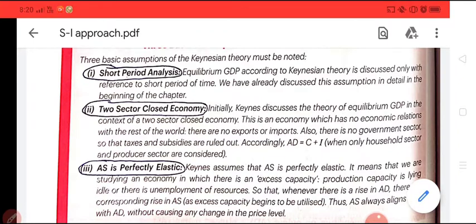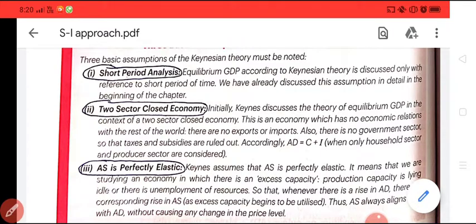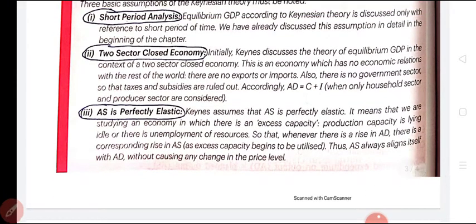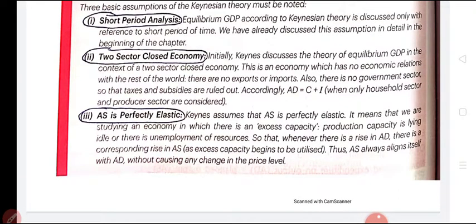Second assumption is that this is a two sector closed economy where we have only the consumers and the producers, no government sector, no outside world. So it's a two sector closed economy. Third assumption is aggregate supply is perfectly elastic, meaning supply goes on adjusting itself with the demand. If demand is more, producers will plan accordingly and increase their supply. If demand is less, they will plan accordingly and decrease their supply. So supply is perfectly elastic. It adjusts itself till it becomes equal to demand until the equilibrium level is achieved.